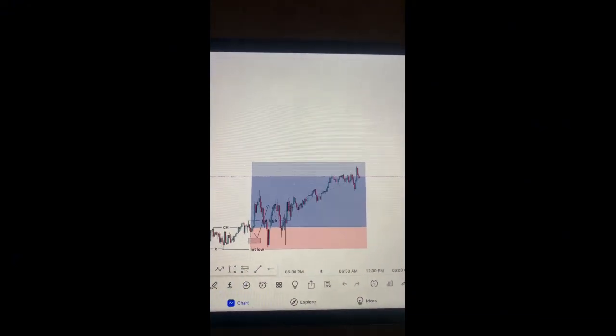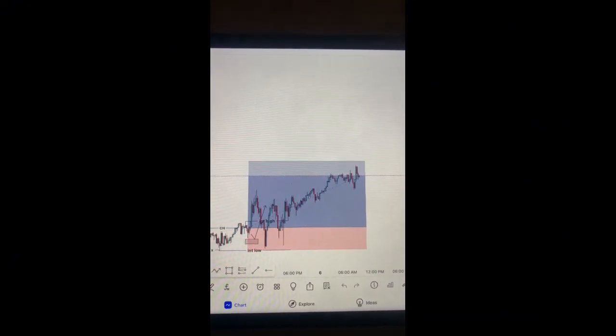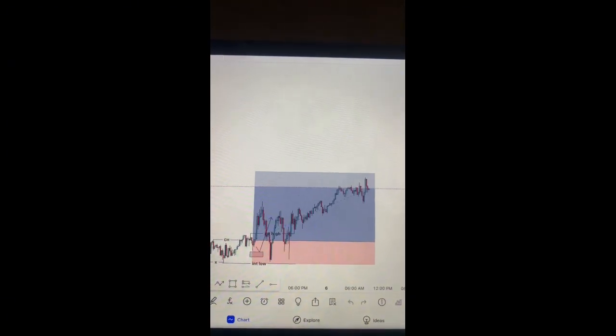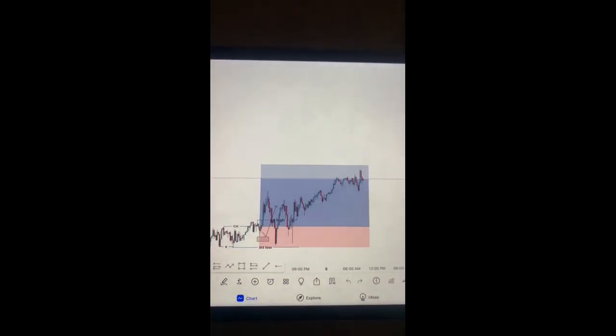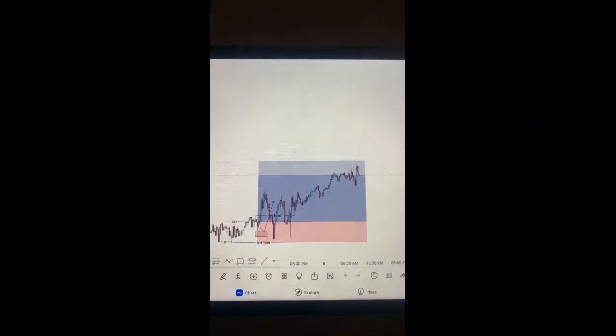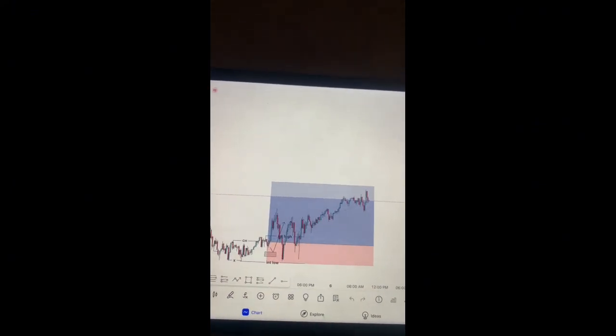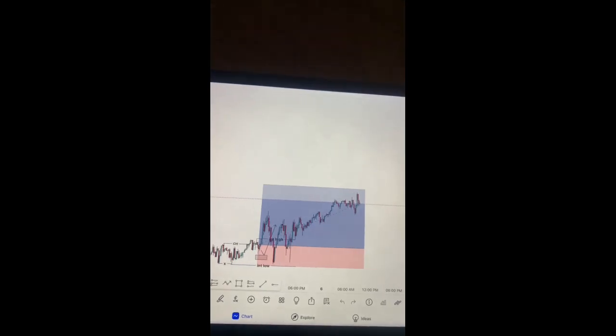So I'll just keep watching. I'll just leave it to hit TP, because at this point I'm very sure that my TP is going to get hit. So let's just watch and see. Yeah, the trade is going pretty well.